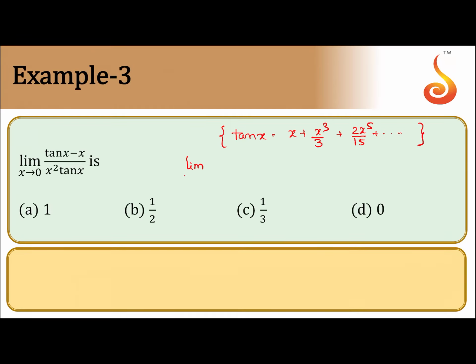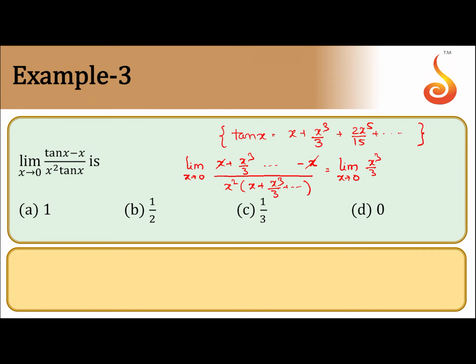So limit x tending to 0, x plus x cubed by 3 and so on, higher powers are not required, minus x, divided by x square into x plus x cubed by 3 and so on. So what happens next step? Limit x tending to 0, minus x and plus x will cancel.